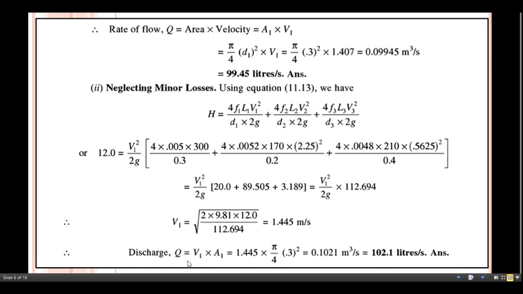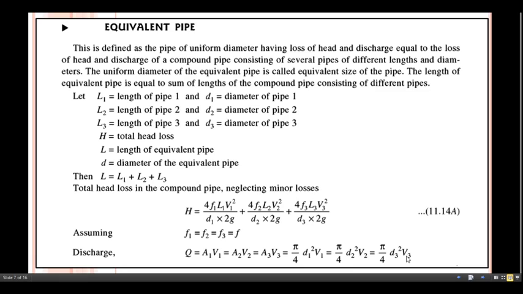Now the discharge can be calculated with this relation, that is Q equals v1 multiplied by a1. Substitute the values for v1 and a1 and get the result in liters per second. In this way, it is 102.1 liters per second. If you consider the minor losses, you get the discharge as 99.45 liters per second, and by neglecting the minor losses, we get the discharge Q as 102.1 liters per second.